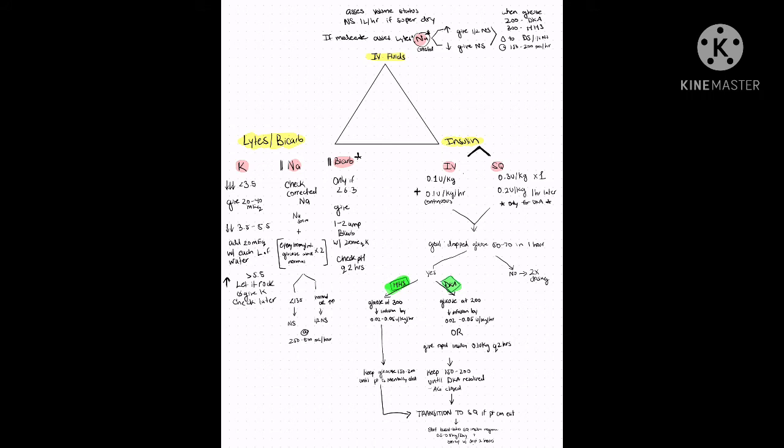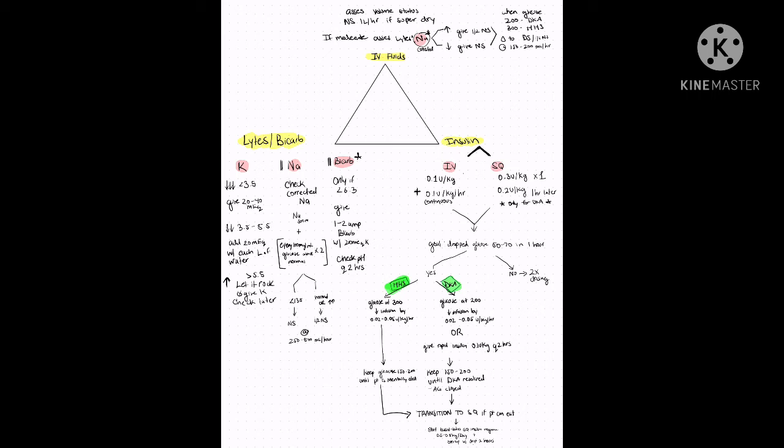Now let's talk about the insulin. In uncomplicated DKA, you can sometimes get away with giving them sub-Q insulin, usually like 0.3 units per kilogram times one dose, and then you hit them with 0.2 units per kilogram for the first hour. And if you can't give them sub-Q, most oftentimes these patients get IV insulin, and the dosing for that is 0.1 units per kilogram, followed by a continuous infusion of 0.1 units per kilogram per hour.